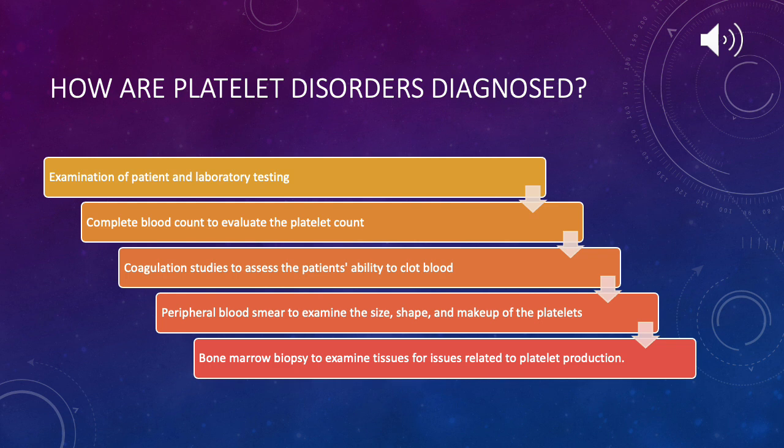A peripheral blood smear may be done to examine the actual morphology, the shape and size of the platelet. This helps differentiate what specific platelet disorder is present. Bone marrow aspiration might be done. This is done to investigate production issues, to see if the bone marrow itself is healthy or if there's an issue with it. This is usually pulled if they see an abnormality on that peripheral blood smear that we discussed a moment ago.